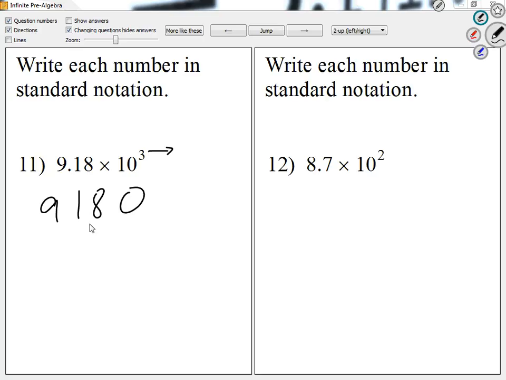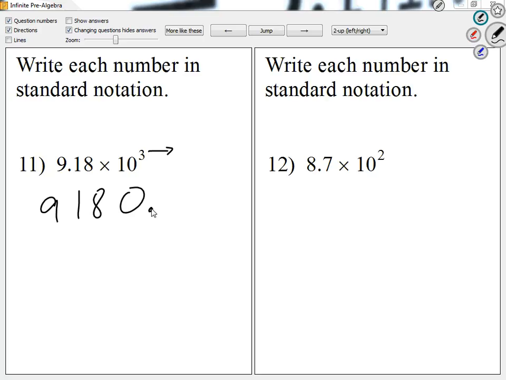So I'm going to go 1, 2, 3. Right, we can choose to write a decimal at the end, or if you don't write a decimal, I'm assuming it's at the end. So if you just write 9,180 without a decimal, it's okay. Once again, when you don't write a decimal, I'm assuming it's at the end.